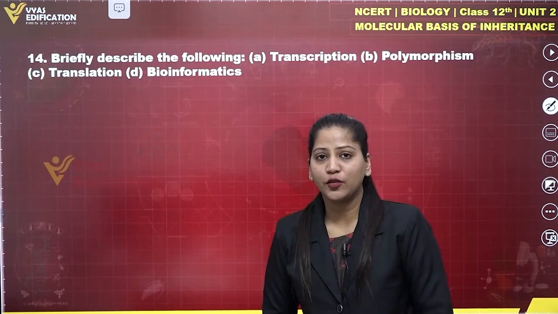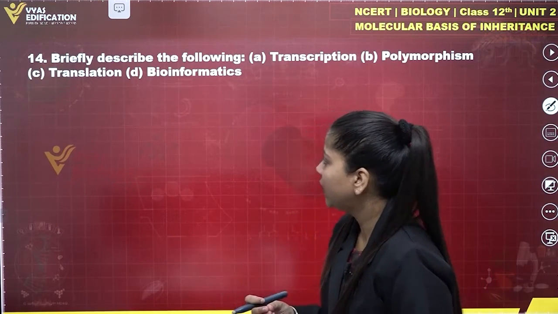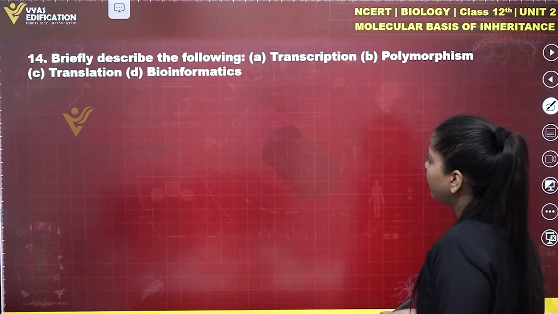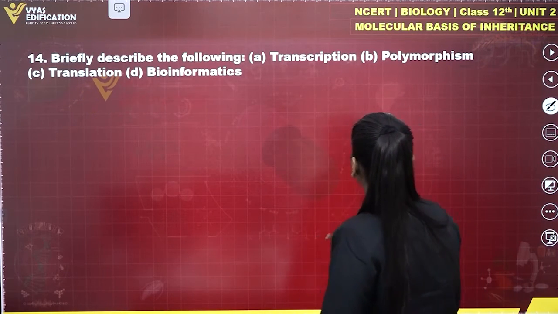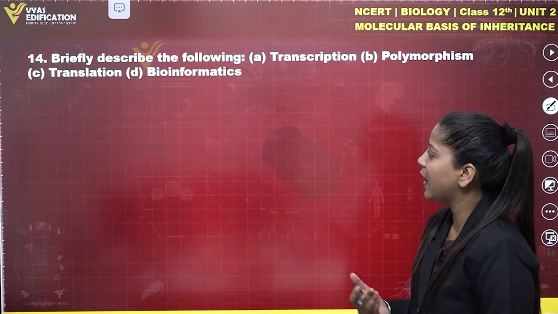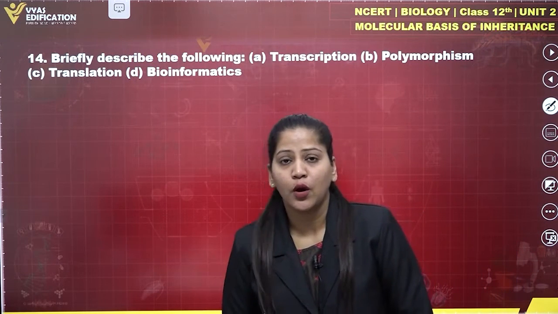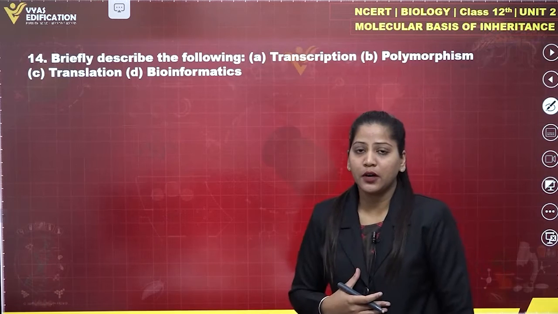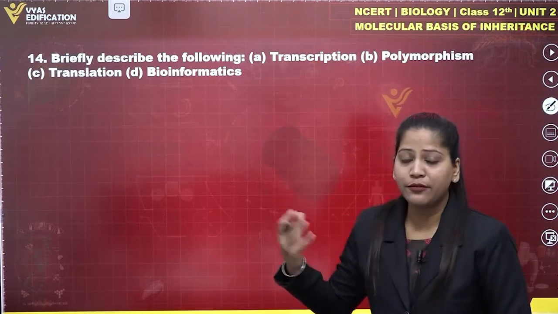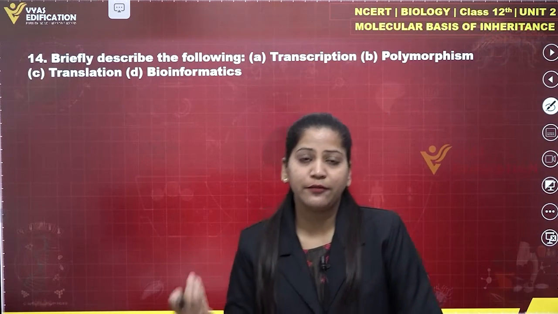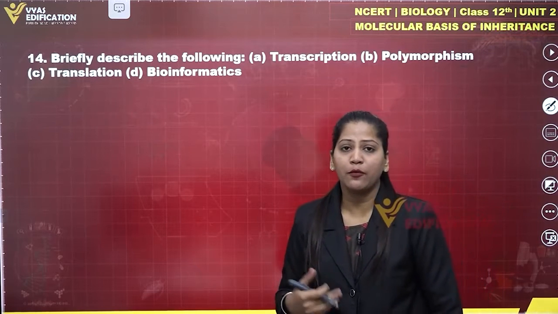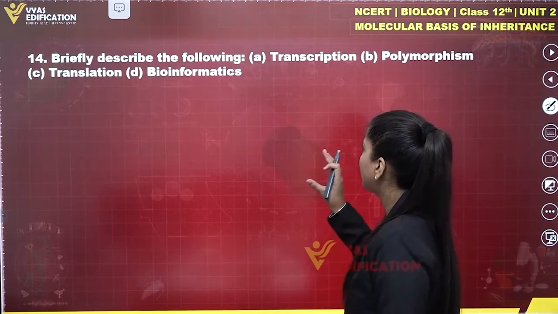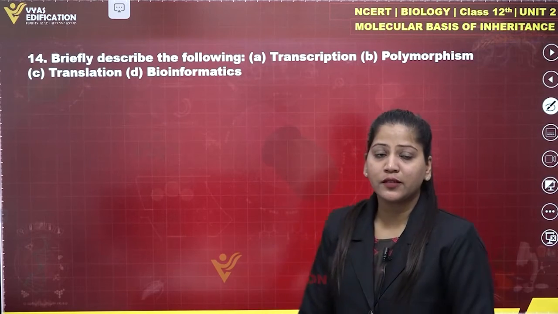Now moving on to the last question of this chapter, that is question number 14. Briefly describe the following terms such as transcription, polymorphism, translation and bioinformatics. We'll be explaining briefly each and every term on the screen one by one. First we are taking the transcription. So we have to describe transcription.